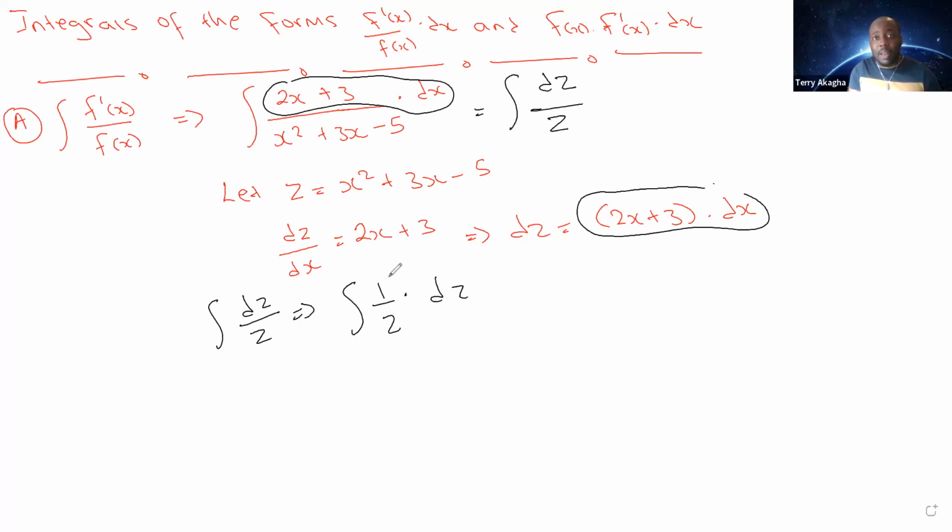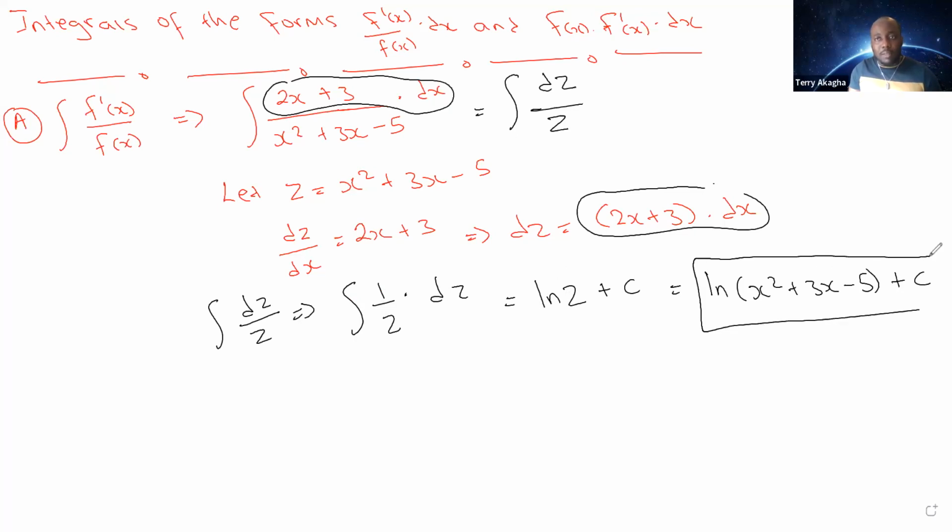Now, when you integrate 1 over z, that will give you what? ln z, and that will give you plus c. Can you see? And we know our z to be what? x squared plus 3x minus 5. So it's going to be ln of x squared plus 3x minus 5, plus c.